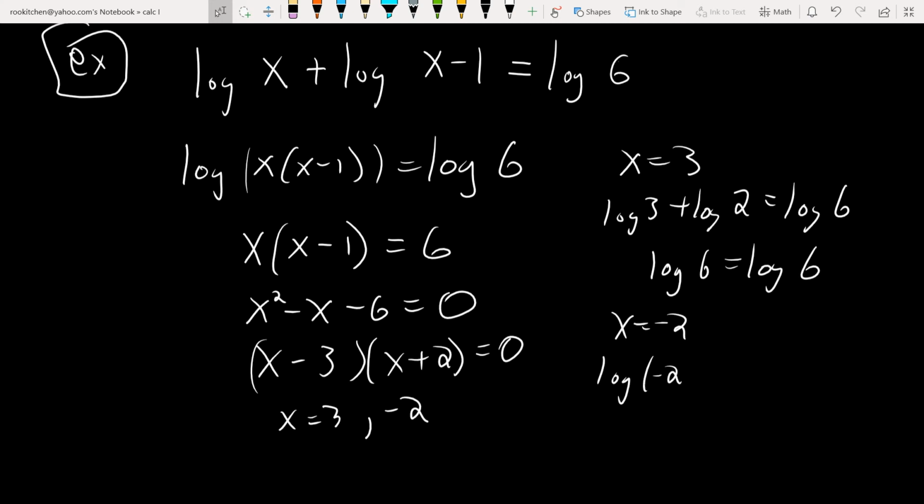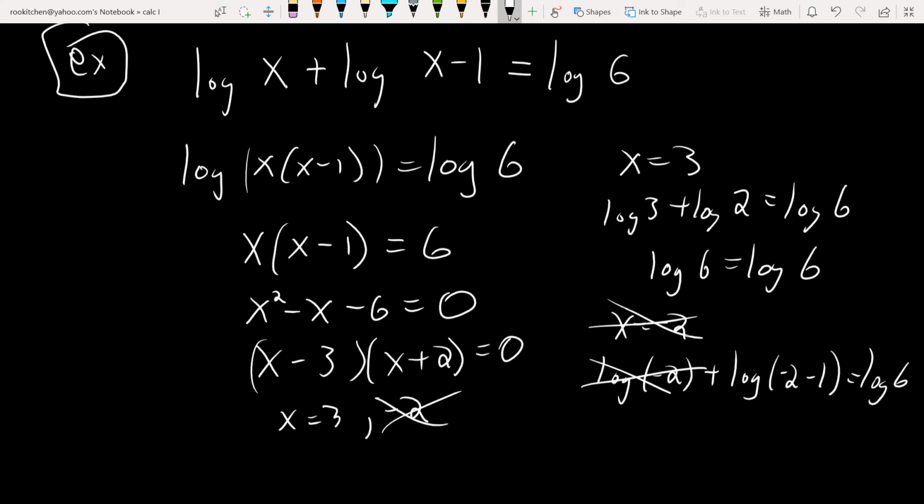Try negative 2. Log of, oh, that's not going to work, right? As soon as you get a negative inside of a log like that, you're out of luck. The insides of logs have to be greater than 0. Okay, so this is bad news. You can stop. That means this is not a solution, and our only solution is 3.